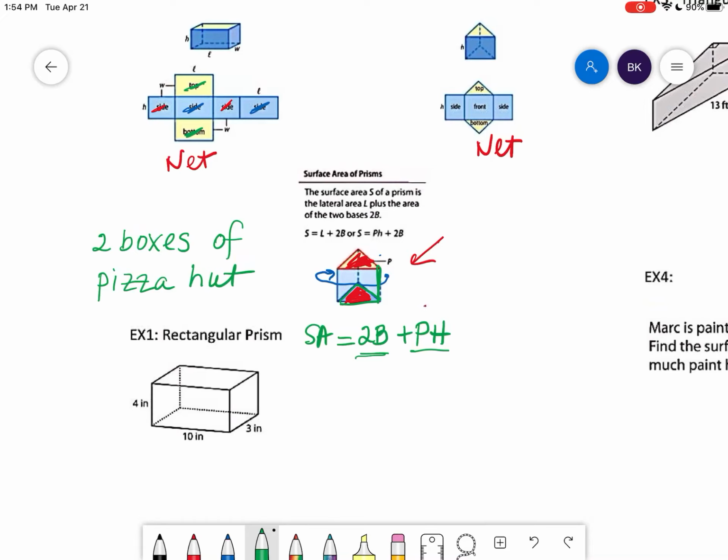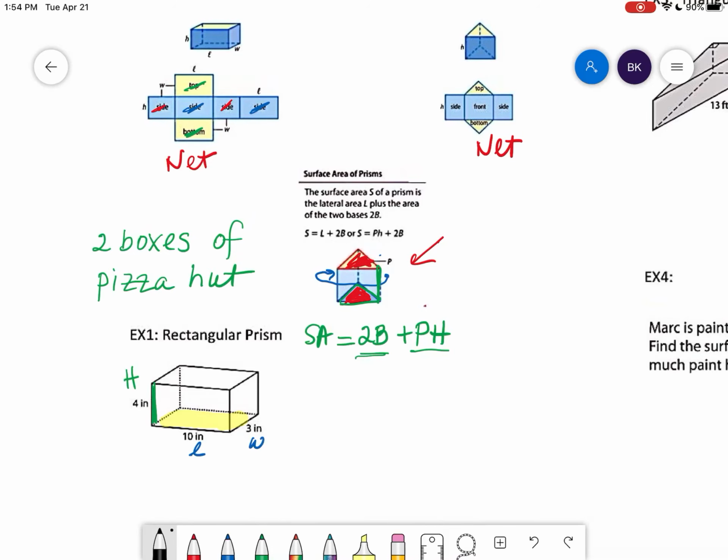In this particular example, the first thing I'm going to ask you to do is to find the base. Which side is my base? I'm going to highlight my base, and remember, the base of the rectangular prism is the face or the side the shape is sitting on. Based on that, I know that 10 and 3 are the length and the width of my base. We also know that the height is perpendicular to the base, so therefore 4 is my height. Now that we have all the information we need to find the surface area, we're going to get started.